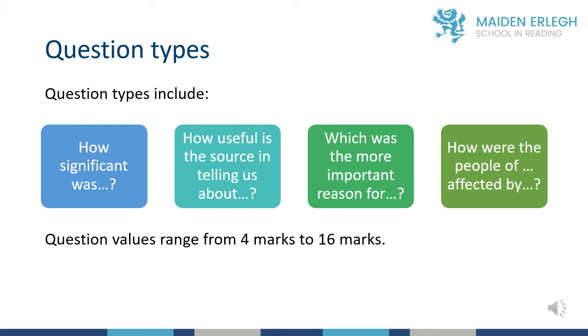Question values range from 4 marks to 16 marks, and there are 4 marks available for spelling, punctuation and grammar in each exam paper. Some question styles students will face include the ones you can see on the slide, asking students to challenge sources from history, interpretations of historical events, and asking them to explain the causes, consequences, or significance of events, beliefs, and individuals from the topic we study.